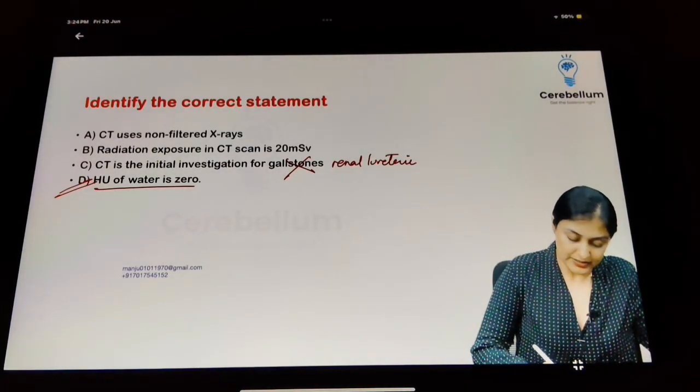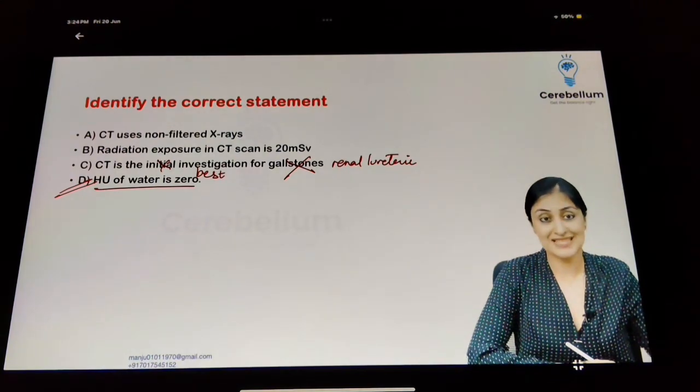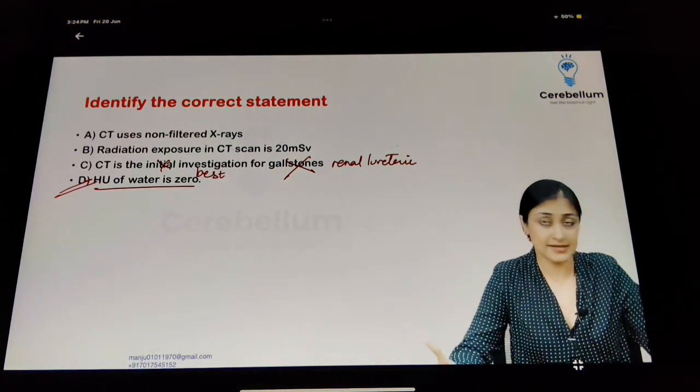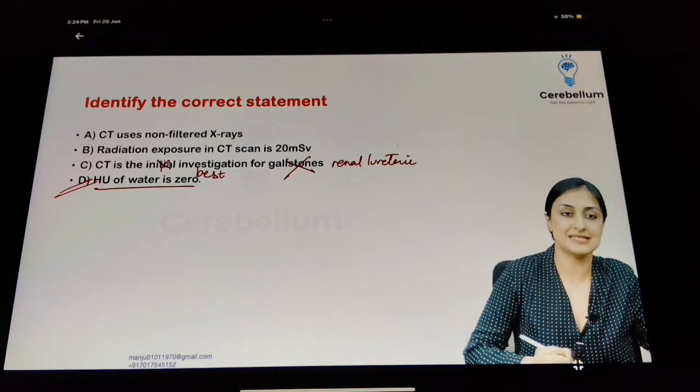So that's what I need to know. It's not even the initial, it's the best investigation. CT is the best investigation for stones. Initial would usually be X-ray or ultrasound. Radiation exposure in CT is 20 millisieverts.